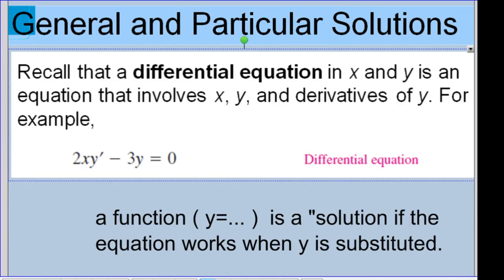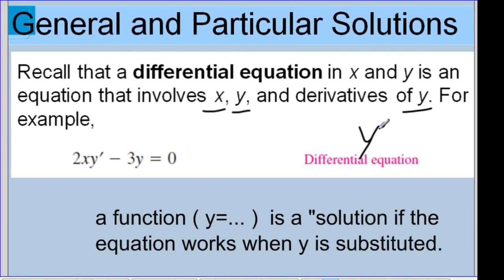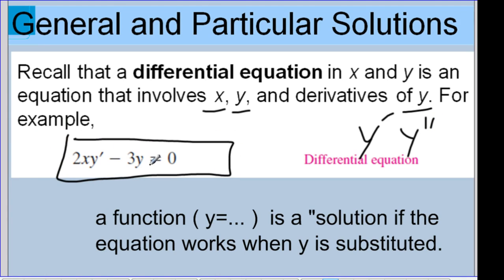Let's begin. Just a reminder, we've talked about differential equations before. This is when an equation involves x, y, and derivatives of y, like y prime or y double prime. For example, 2xy prime minus 3y equals 0. This is a differential equation.